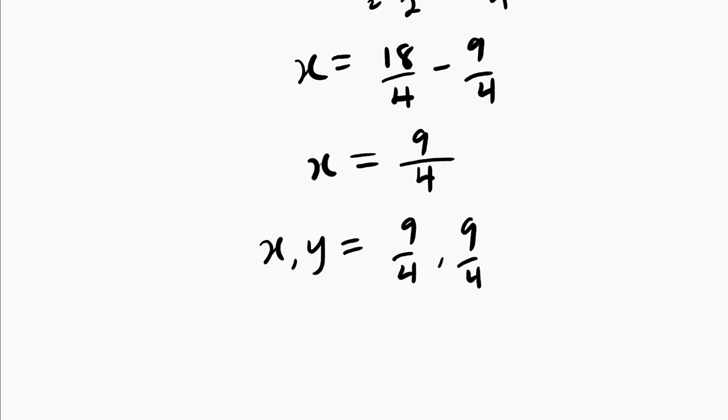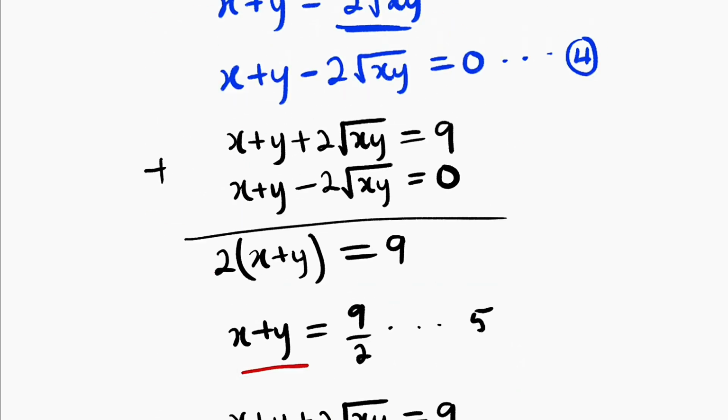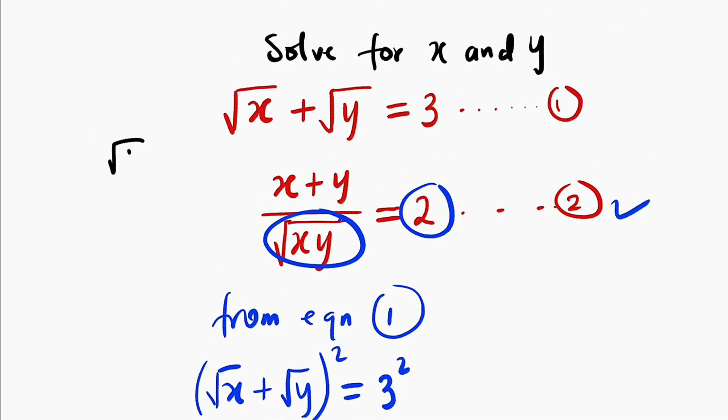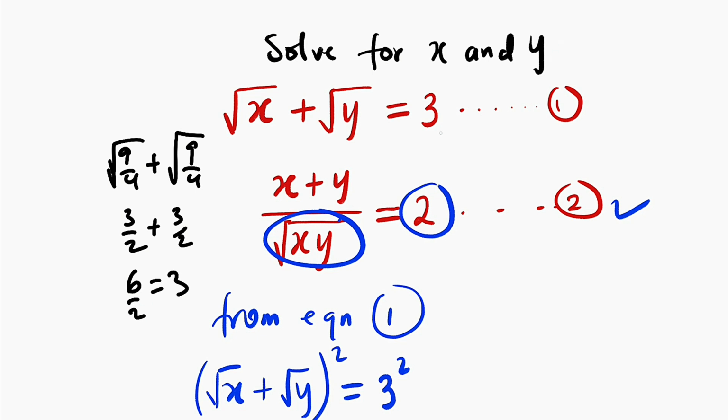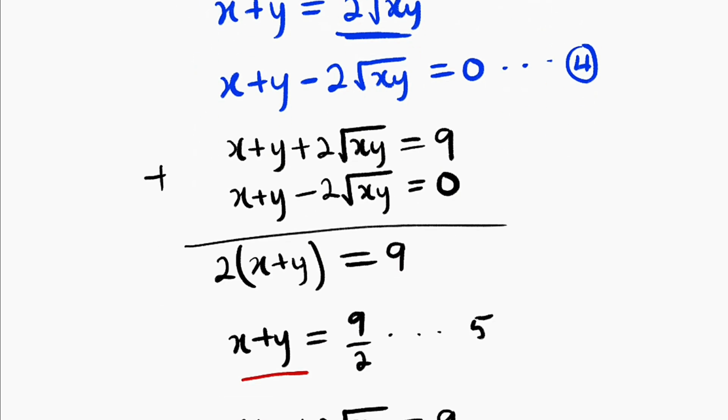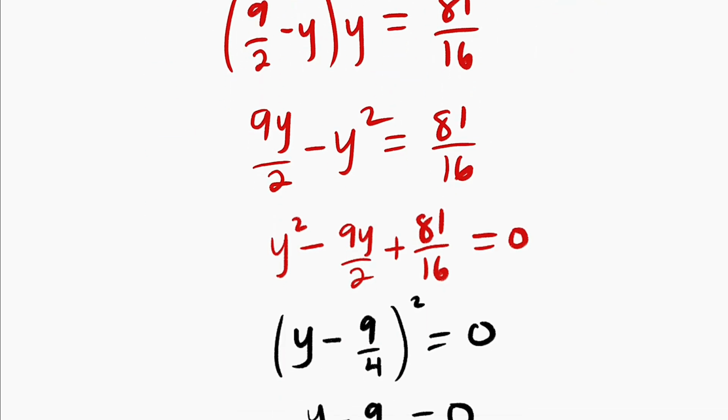But you can test it in the main equation to see whether this statement is true. You have the square root of 9 over 4 plus square root of 9 over 4. You see this is 3 over 2 plus 3 over 2. And this is 6 over 2, which is equal to 3. And you can see the right hand side of our equation is equal to 3. And hence the values of x and y are 9 over 4.